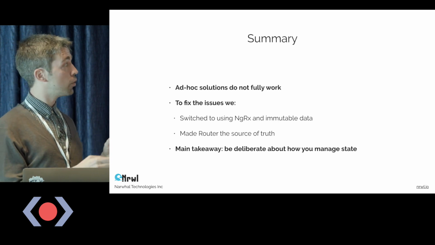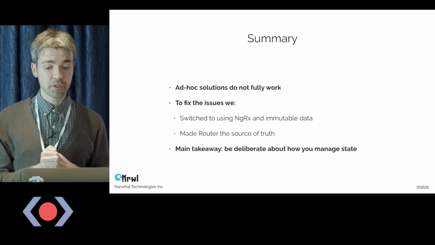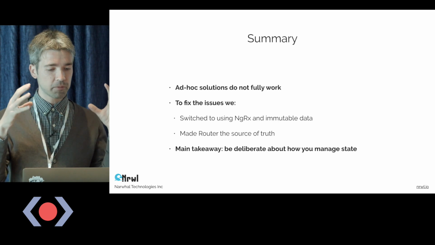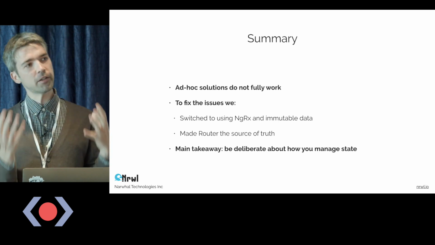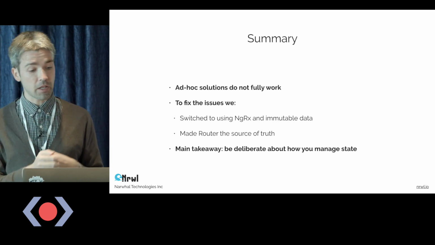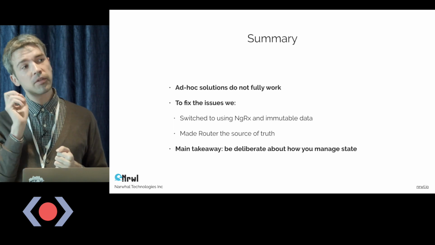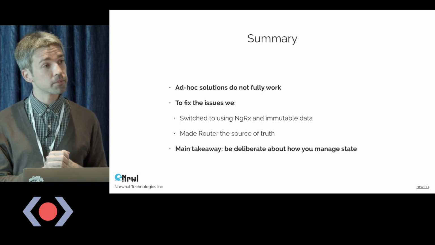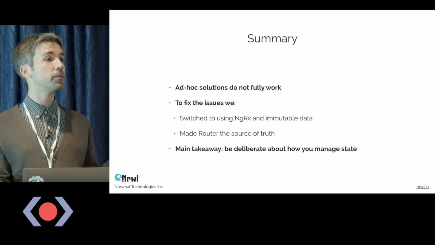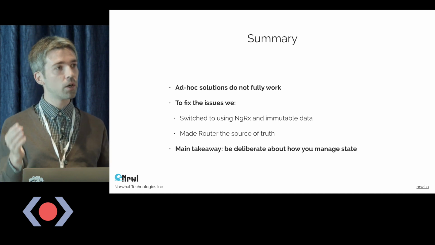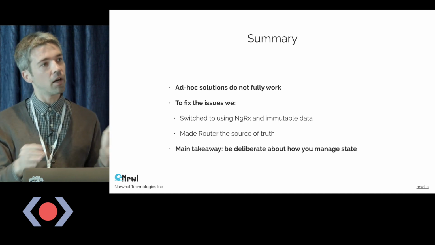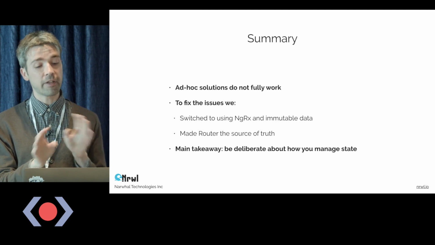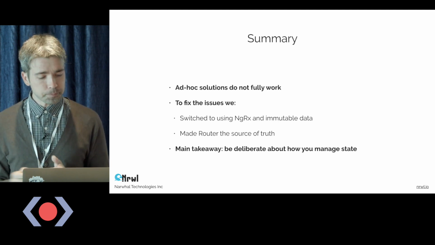So to fix it, we need to think through our state management strategy and do it in a way which is done carefully. So we did it. We refactored our application to use NgRx and immutable data. And then we made the router the source of truth. And suddenly all the issues were gone. The changes were not drastic, we changed it a little bit, and suddenly our application is predictable, behaves in a very nice way. It's actually more testable as well.